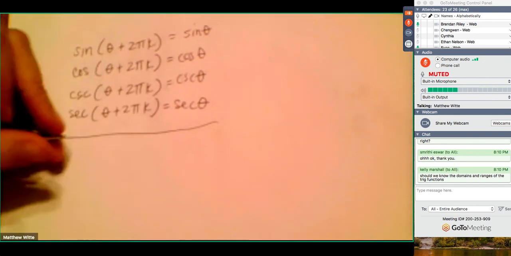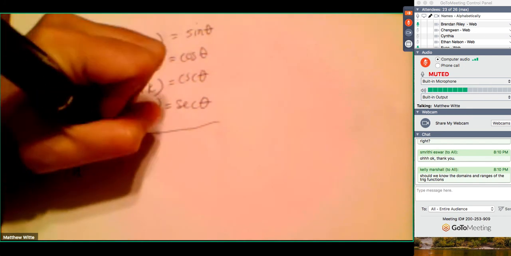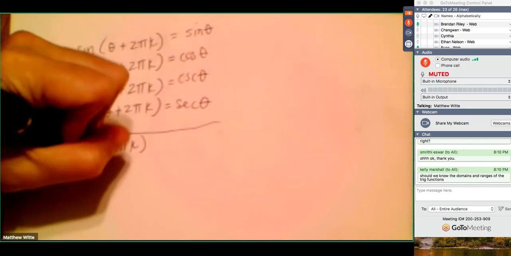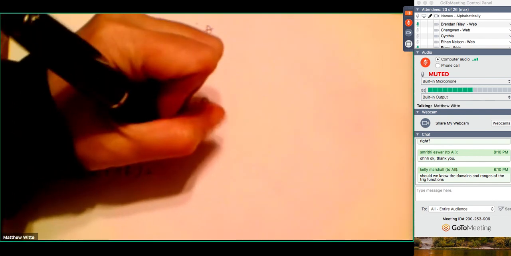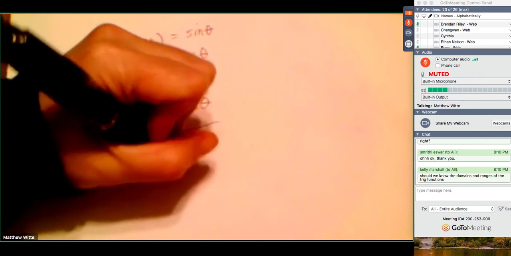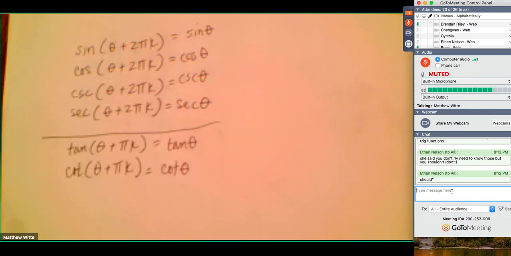Tangent has a period of pi. So tangent and cotangent, theirs is going to be theta plus pi k, and that's going to be equal to tan theta and cotan theta. The only difference is those periods are pi. So technically, I could look at tangent of 7 pi over 6 just like it were tangent of pi over 6. Hopefully that was helpful in how the periodic functions work.